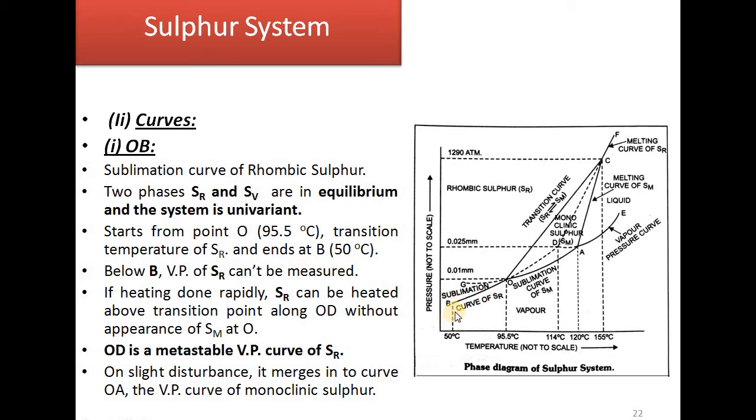Below B, we can't measure the vapor pressure of the rhombic sulfur. That's why this curve is ending here. We are not able to extend this curve more to the left side.